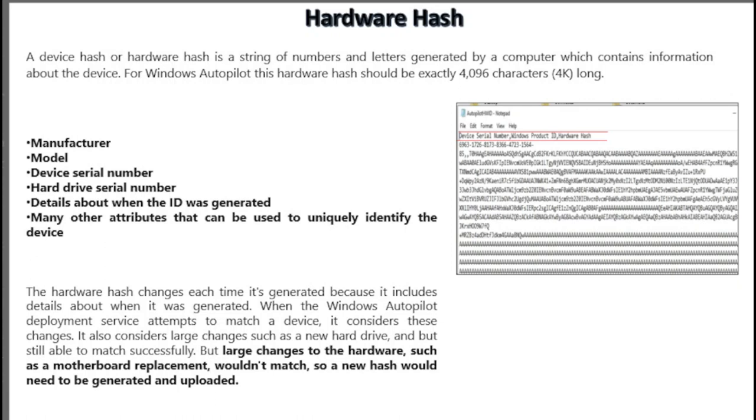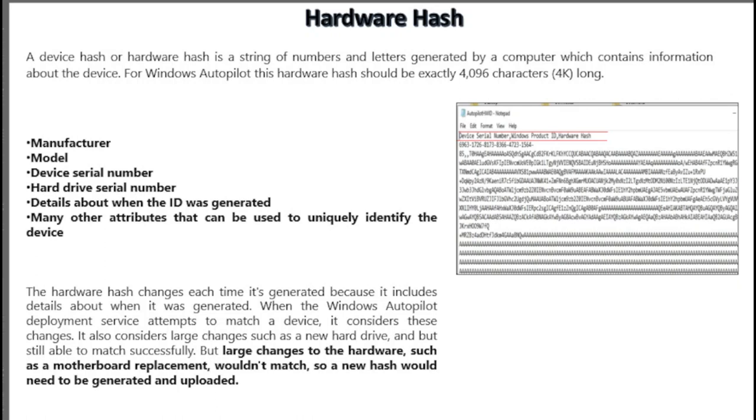It's also possible to identify a device with a harvesting process that collects the device hardware hash from within a running Windows installation. The hardware hash contains detail about the device such as manufacturer, model, device serial number, hard disk serial number, details about when the hardware ID was generated, and many other attributes that can be used to uniquely identify the device.